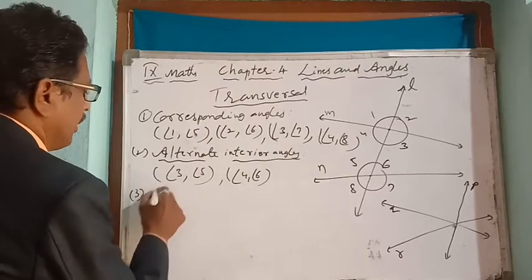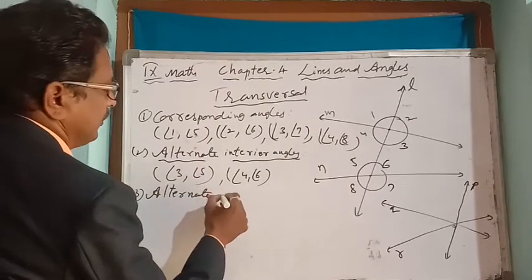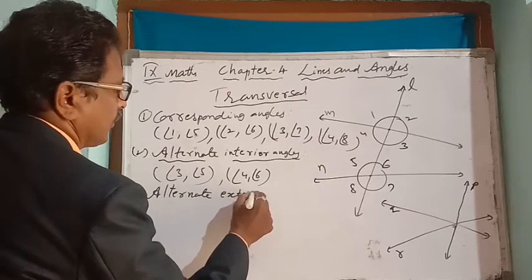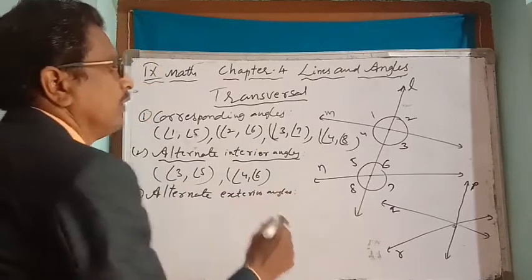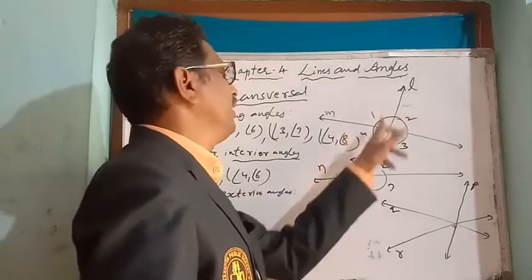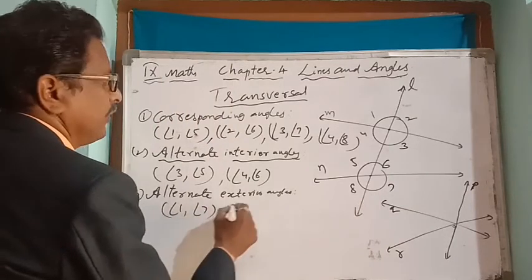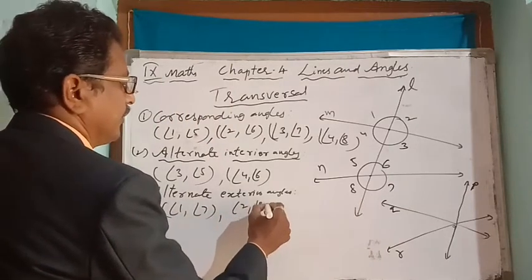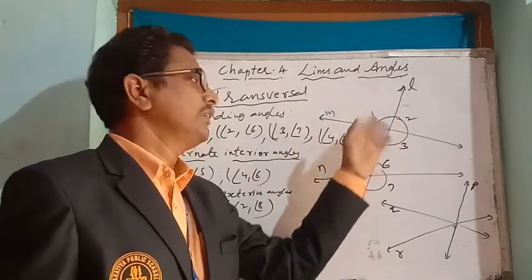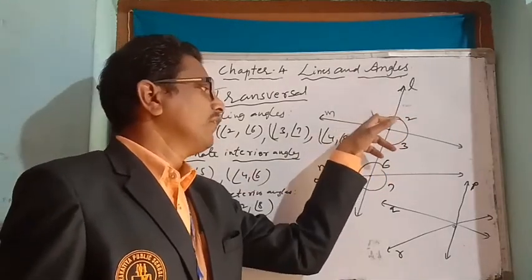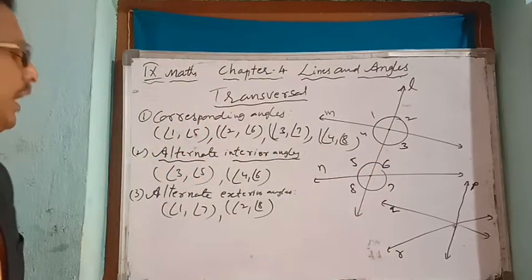Same as alternate exterior angles. Angle 1 and angle 7, angle 2 and angle 8 are called alternate exterior angles, on either side of the transversal.